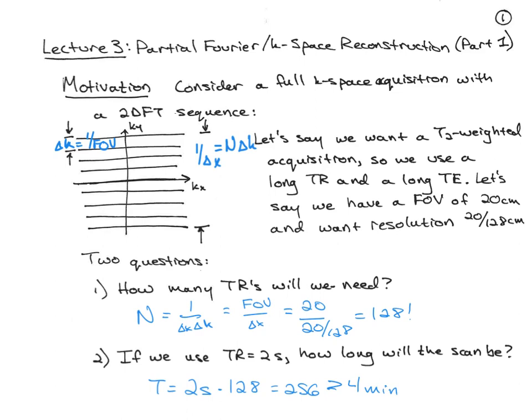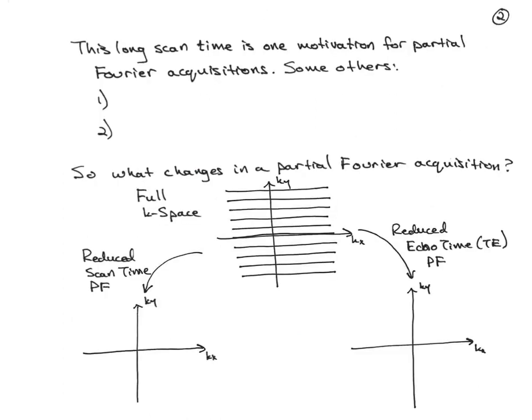Now we can interleave the slice acquisitions to a large degree and reduce the time it takes to get a multi-slice volume. But your minimum scan time here is going to be at least 4 minutes, and it'll probably go up to maybe 8 minutes if you're going for a large number of slices. So that can be kind of a long time to stay still, especially for older people, people that might have some kind of movement disorder, and children in particular. So this long scan time is one motivation for partial Fourier acquisitions.